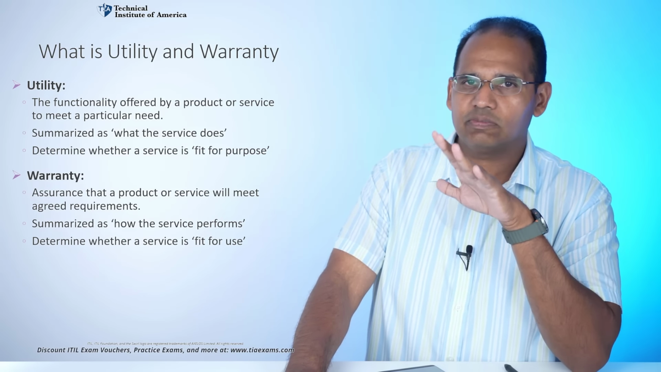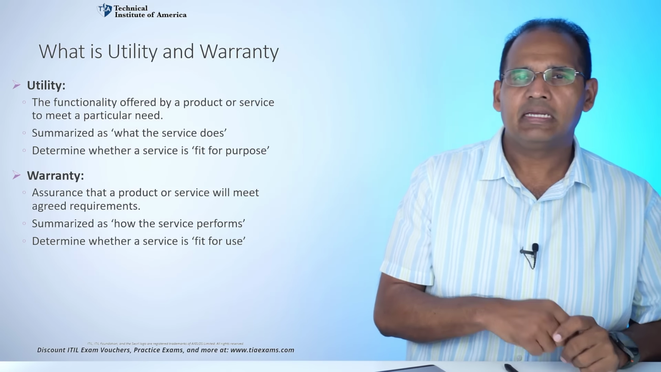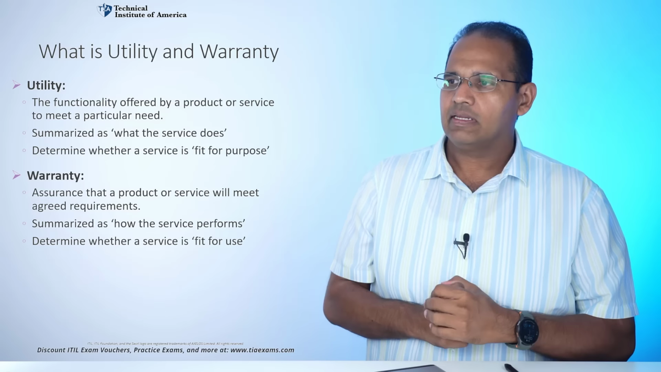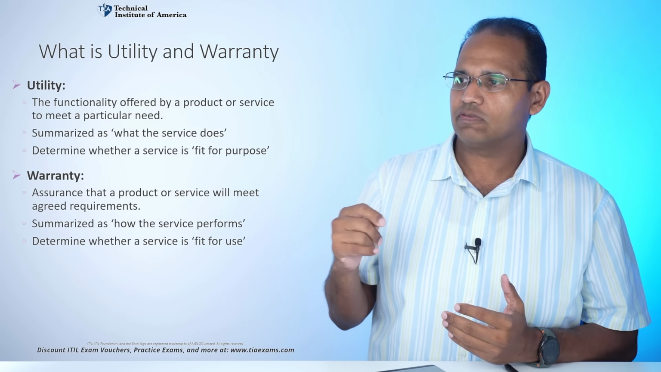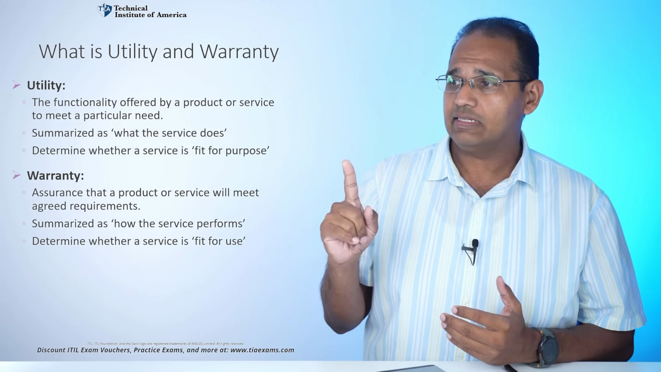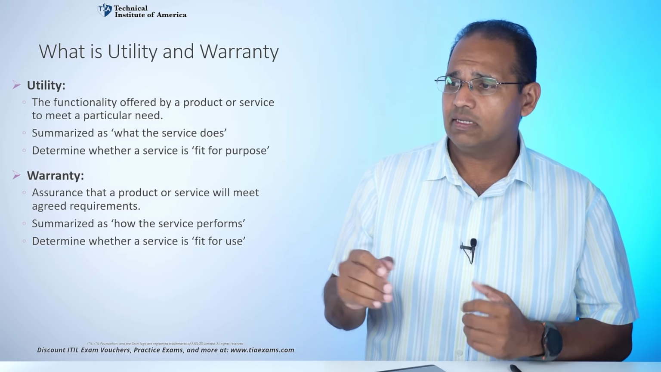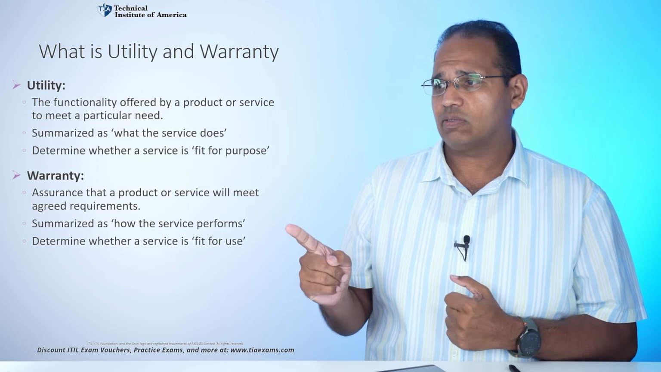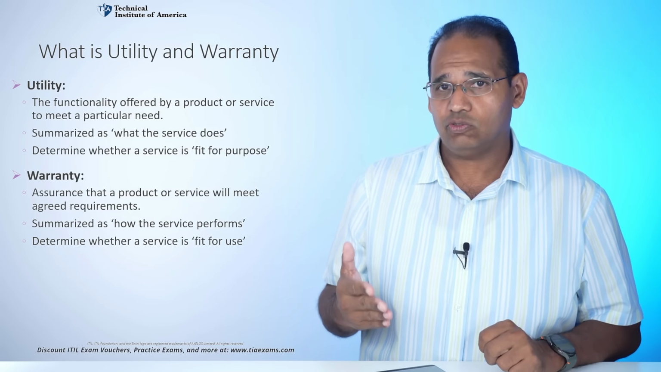Two famous terms for everybody's ITIL exam, and this has been in ITIL since the beginning of time. It's called utility and warranty. Let's see if we can break this down. What is utility? It's the functionality offered by a product or service to meet a need. It summarizes what the service does, and it determines fit for purpose. Okay? Warranty is the assurance that a product or service will meet the agreed requirements. It summarizes how it performs and determines whether it's fit for use.